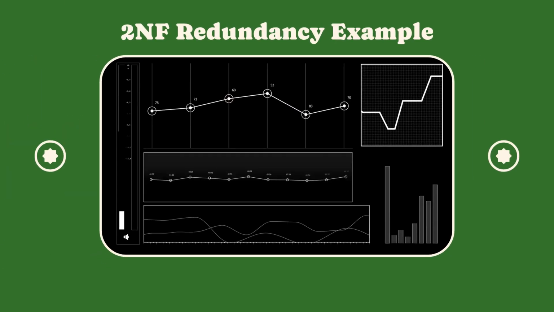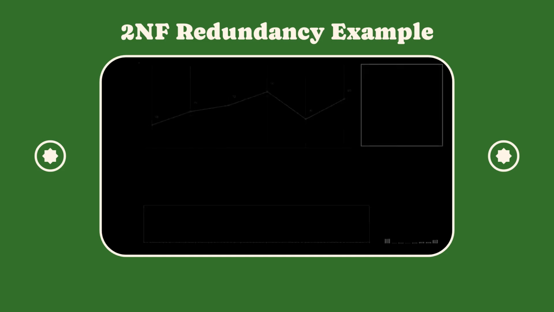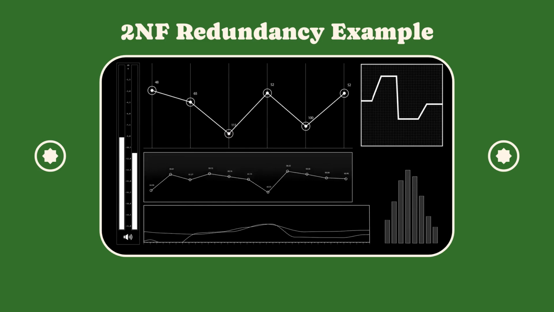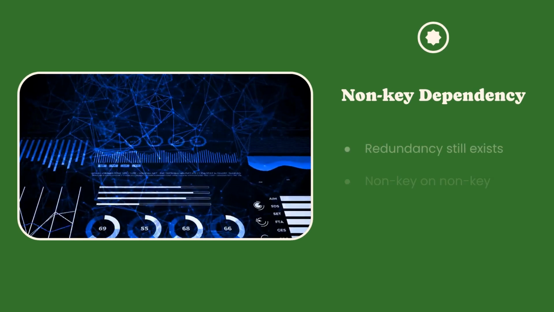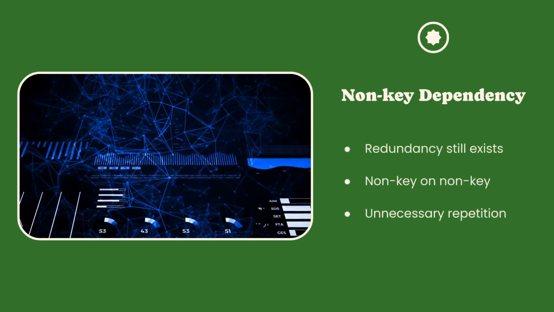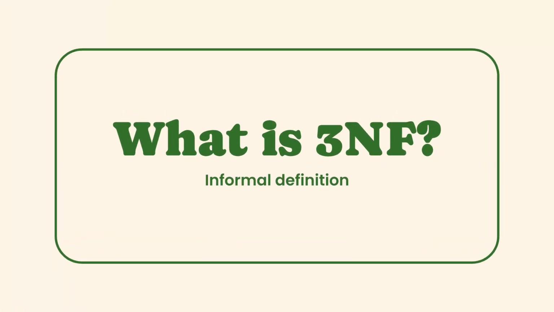Consider a table in 2NF with a composite primary key. If a non-key column, like advisor name, depends on another non-key column, such as advisor ID, we run into repetition. This specific dependence between non-key columns leads to data being repeated across multiple rows, which is inefficient and a source of update anomalies. So how do we fix this?